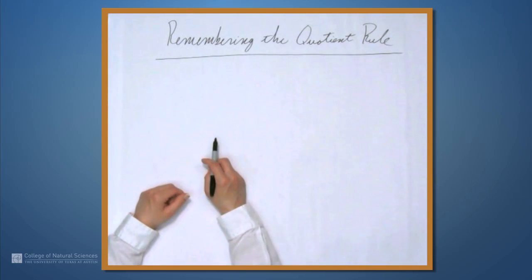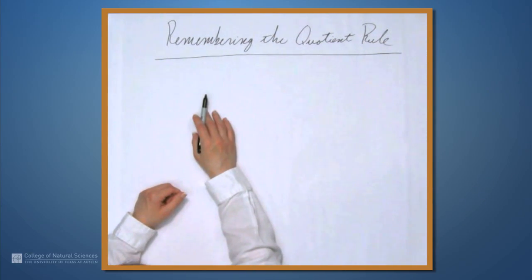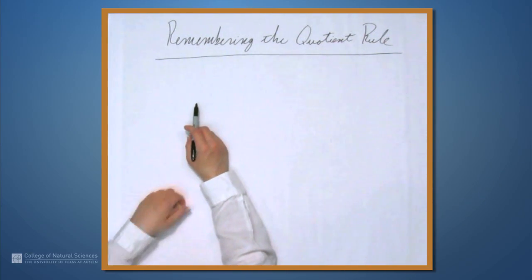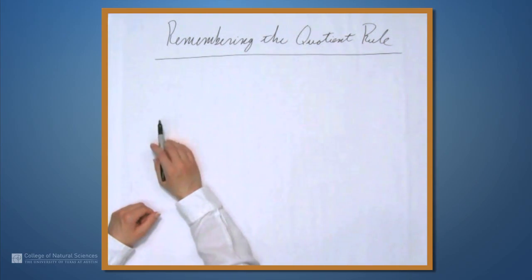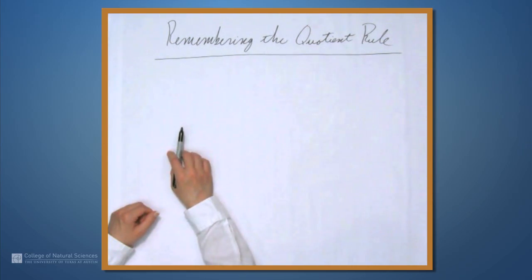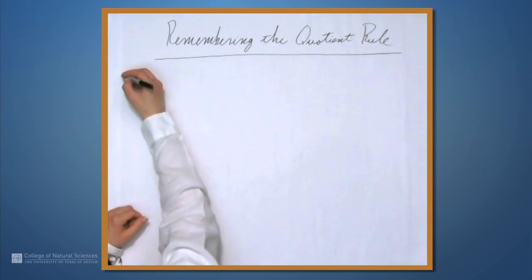So we're here at the memory table. And in this video, I want to talk about remembering the quotient rule. So if you remember the basic form of the quotient rule, but have forgotten the order to put the terms in the numerator, here's a way that you can use to remember.